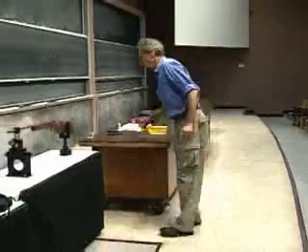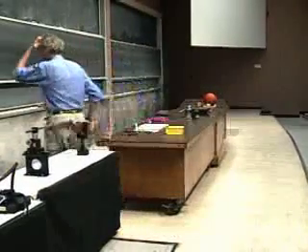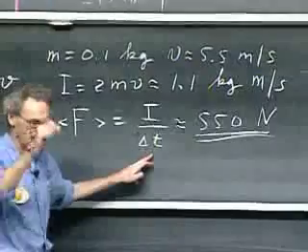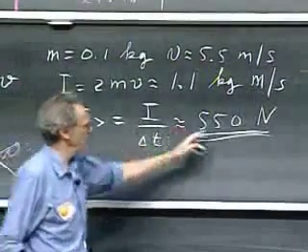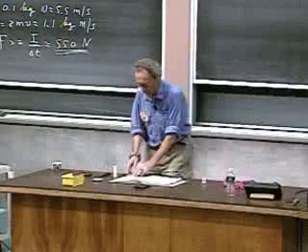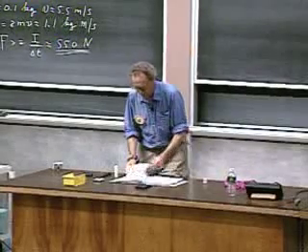And so the impact times are very short, 2 milliseconds in the case of the one that bounced back, 1 millisecond in the case of the one that went clunk, and their average weight is about 550 times their normal weight.